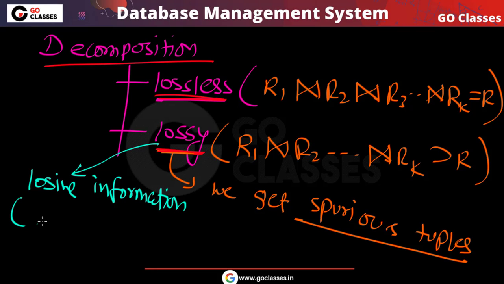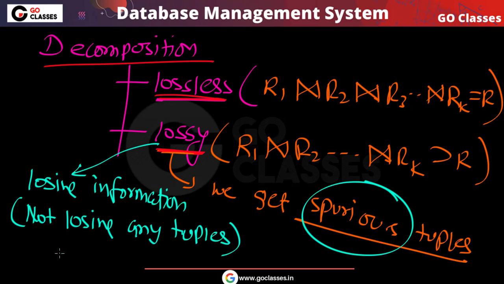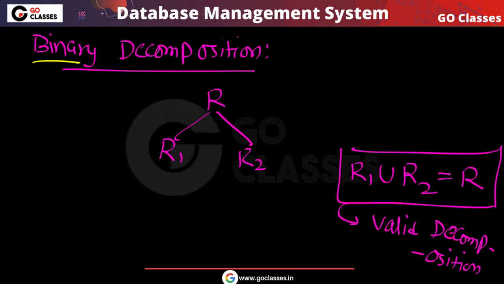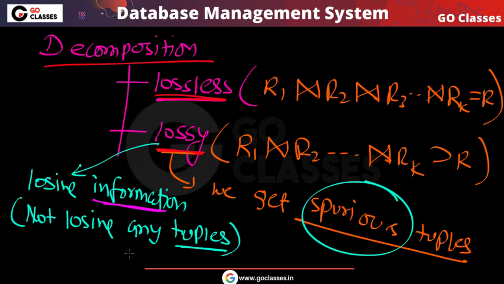Remember, we are not losing any tuples. We are getting some extra spurious tuples, which means we are getting some wrong information. That is the reason we are losing the information. When we combine these sub relations, we get all the tuples of the original relation, but we also get some extra wrong tuples. So that is the reason we say that we are losing information.